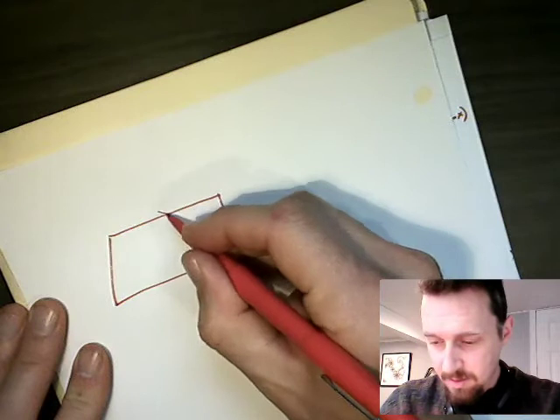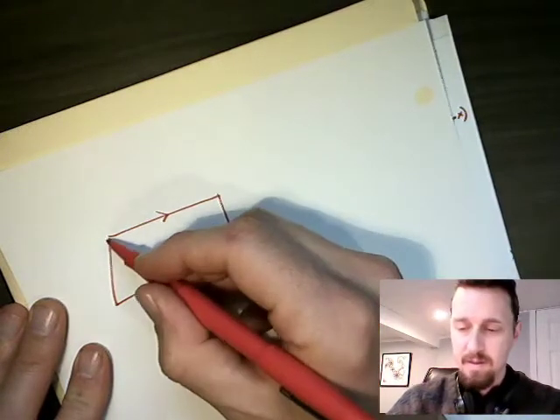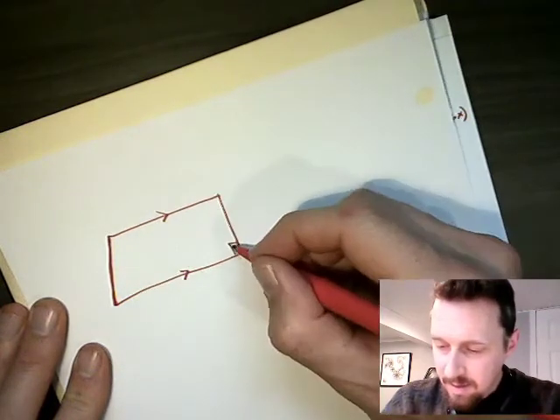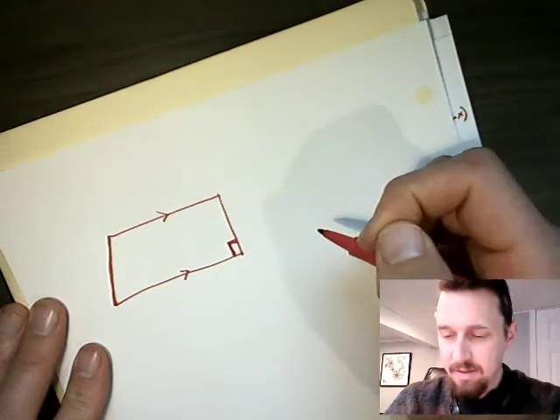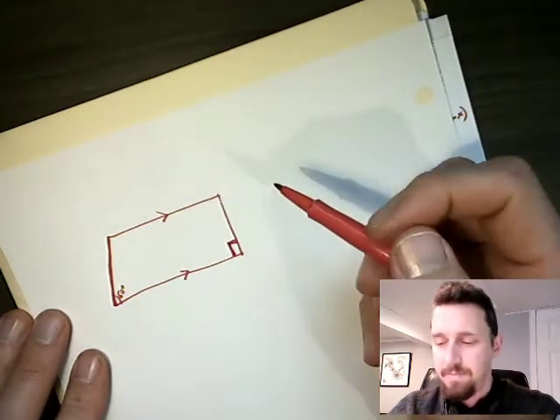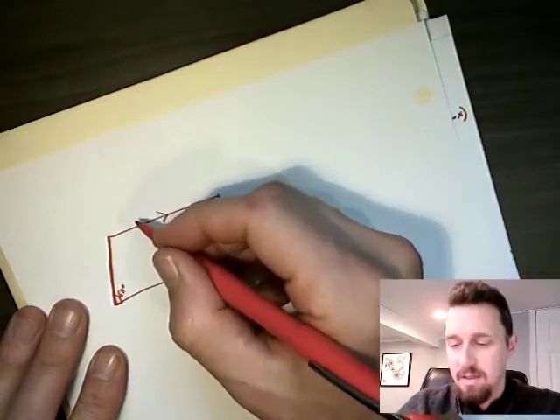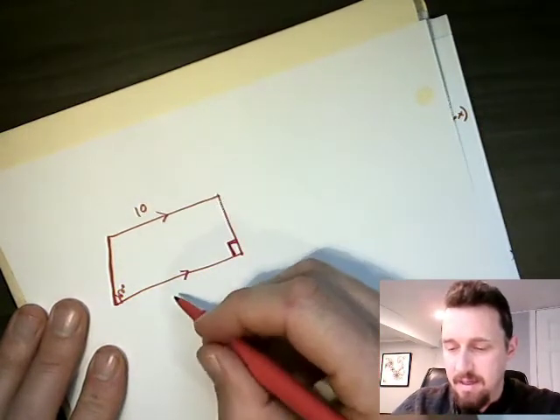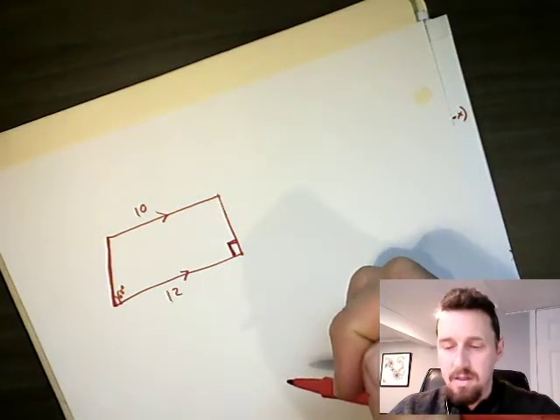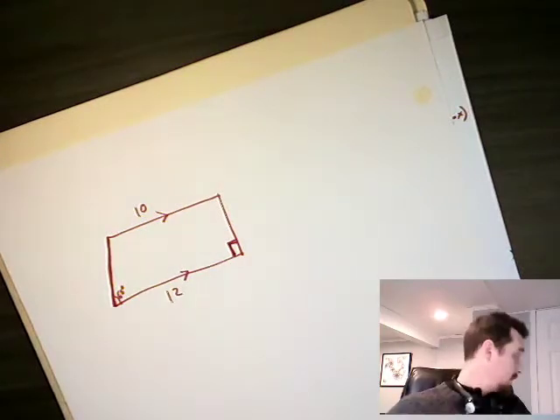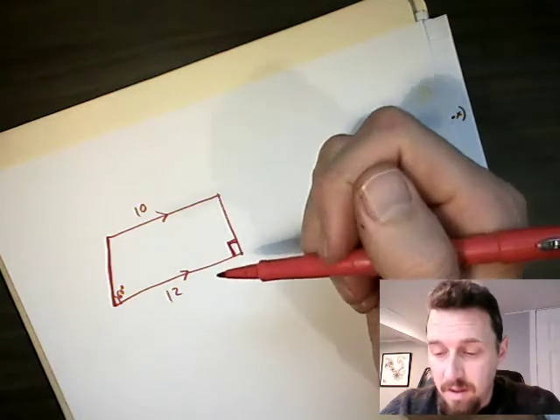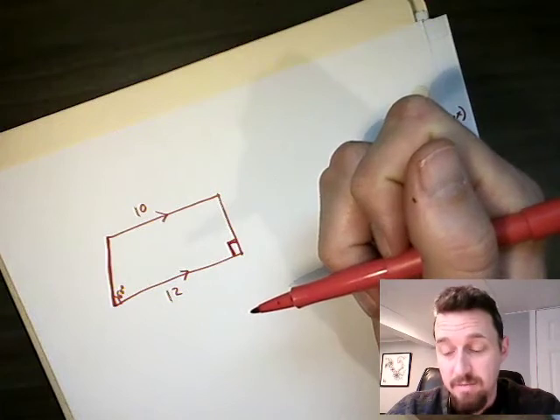This is a trapezoid because these two sides are parallel. And this corner happens to be a right angle. And this corner happens to be 60 degrees. And if I tell you that this is 10 and this is 12, that's all you need. You should be able to figure out the height of this trapezoid from just that information.